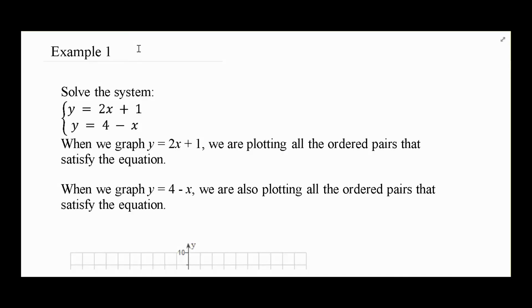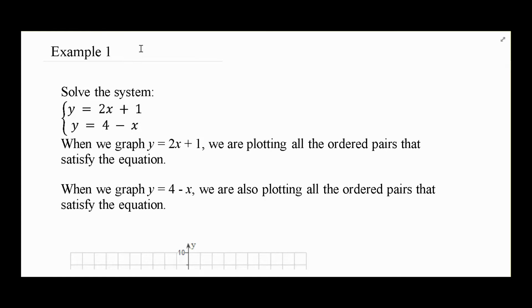Solving a system of linear equations by graphing. The first system we're going to look at is y equals 2x plus 1 and y equals 4 minus x. Remember that the basic idea here is that we're looking for the solution to be the point or points that make both of those equations true at the same time. We want to find their overlap.